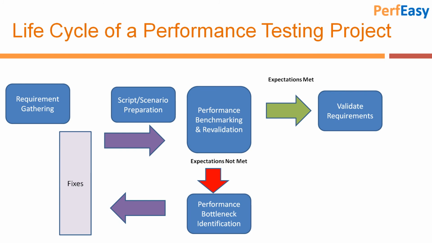The next step is to do the revalidation: same test, repeat, see if we are observing any improvement in the performance or not. If yes, if now the performance expectations are met, then again go back to validate requirement. If they are still not met, do another round of bottleneck identification.